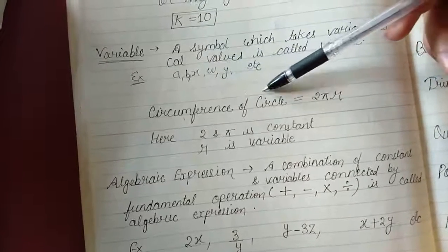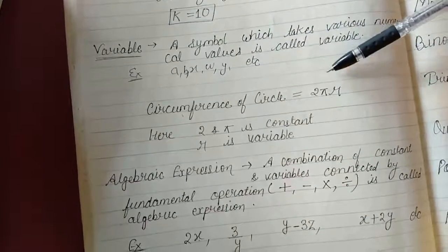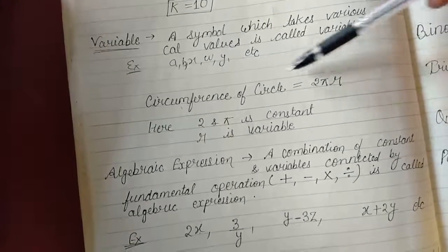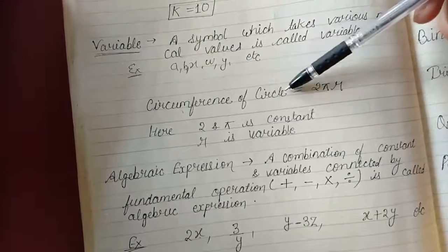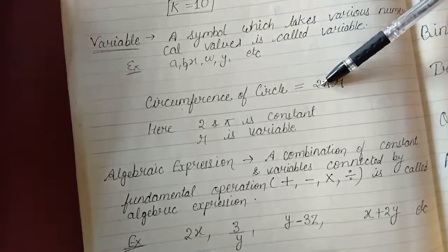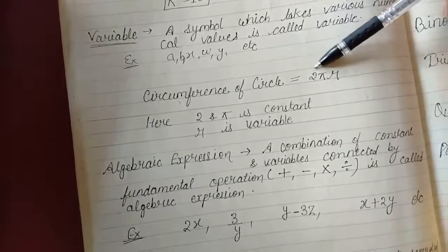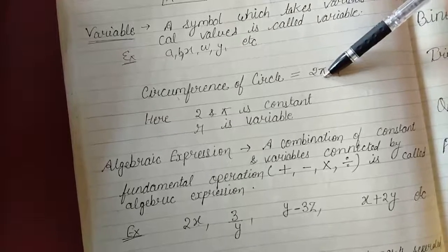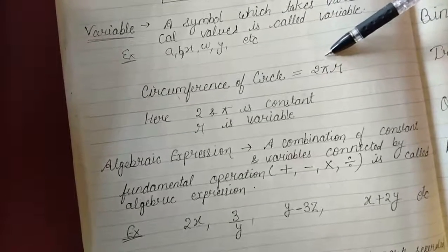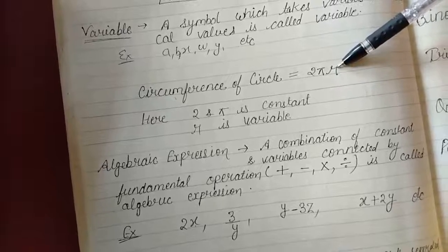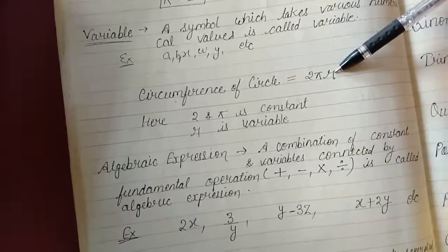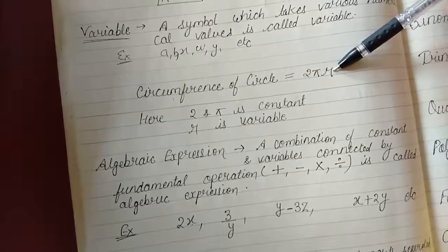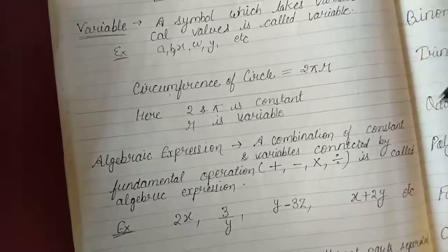Now see, the circumference of a circle. The formula is 2 pi r. Here 2 and pi are constant because 2 is 2, and we already know pi is equal to 3.14 or 22/7. But r is not fixed. r can be varied. So we can say that r is a variable.